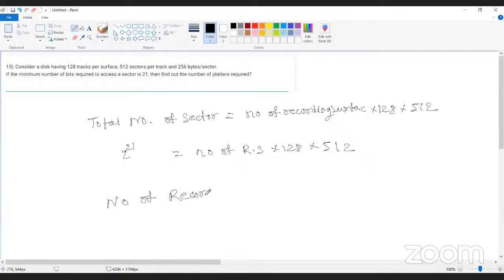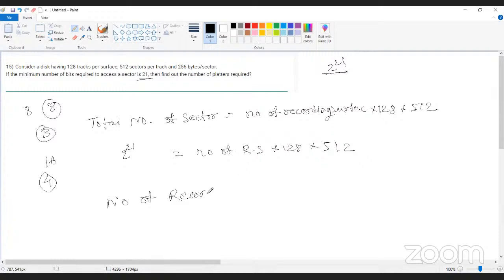So how did you get 2 to the power 21? See, if the minimum number of bits required to access a sector is 21, then the total number of sectors is 2 to the power 21. If the number of sectors is 8, the number of bits required to access is 3. If there are 16, then 4 bits are required. So if 21 bits are required, then 2 to the power 21 is the total number of sectors.